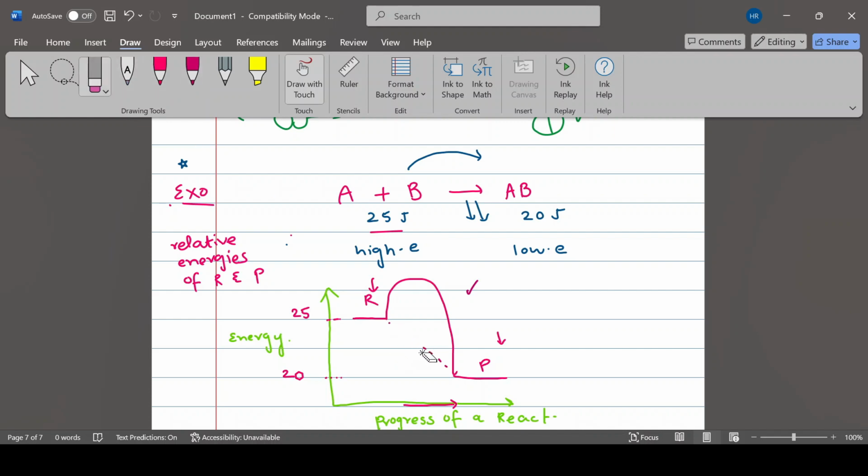Let's say, for example, for this particular reaction, the activation energy is 30 joules. The particles that you have, A and B, have 25 joules. What's going to happen is, and let's say this is a beaker, and in this beaker this reaction is taking place.